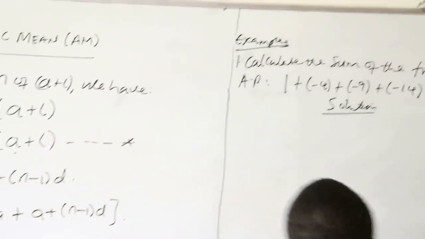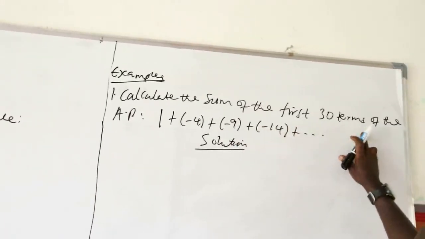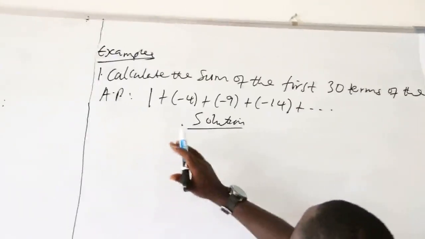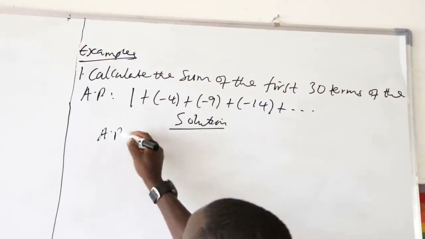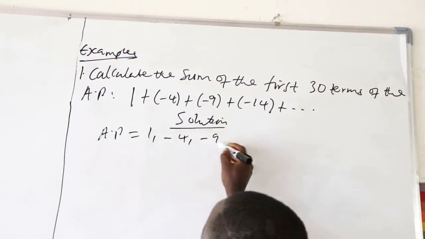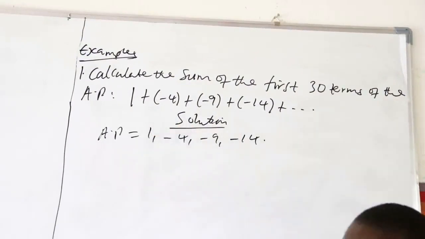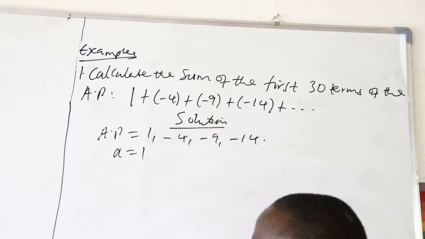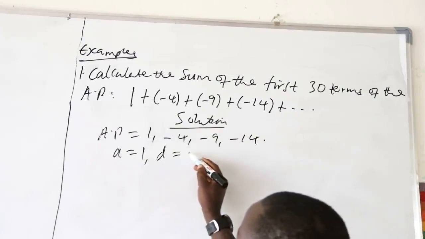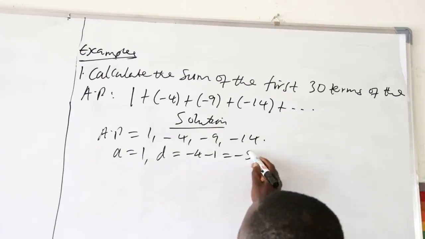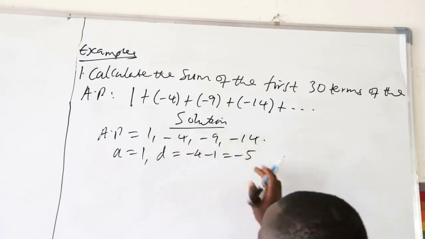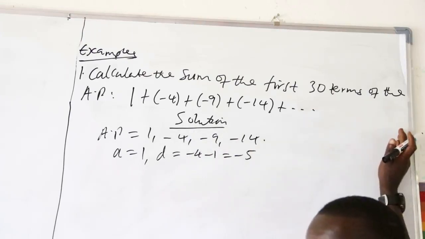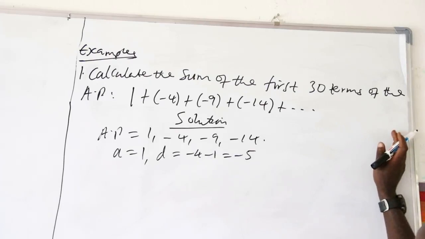Okay, the first question here is: calculate the sum of the first 30 terms of the AP. The AP is given in the form of a series already, but it is very clear. The AP is 1, minus 4, minus 9, minus 14, and so on. So the first term a is 1. The common difference is minus 4 minus 1, which is minus 5. Or you can use minus 9 minus minus 4, still getting minus 5. These three dots mean there are other terms that continue, so we don't know the last term in this case.